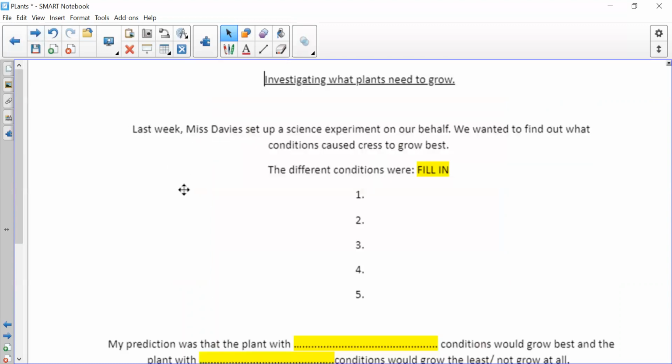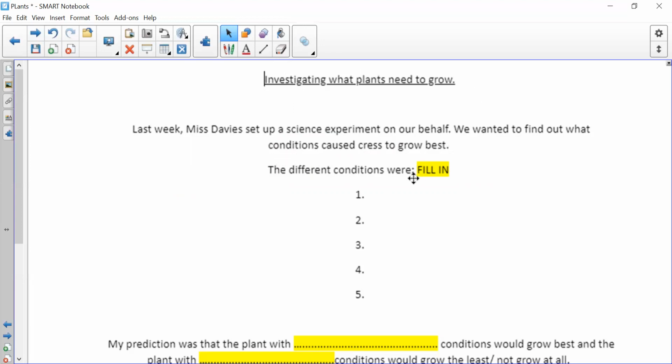So even if you're doing this on Teams, just watch this just so you know what to do, and then you can leave the video and do it. If you don't have access to Teams, you can't do the assignment, absolutely fine. Just copy this out and fill in where it indicates to, okay? So we've got our title, Investigating What Plants Need to Grow. It says, last week, Miss Davis set up a science experiment on our behalf. We wanted to find out what conditions cause cress to grow best, okay?